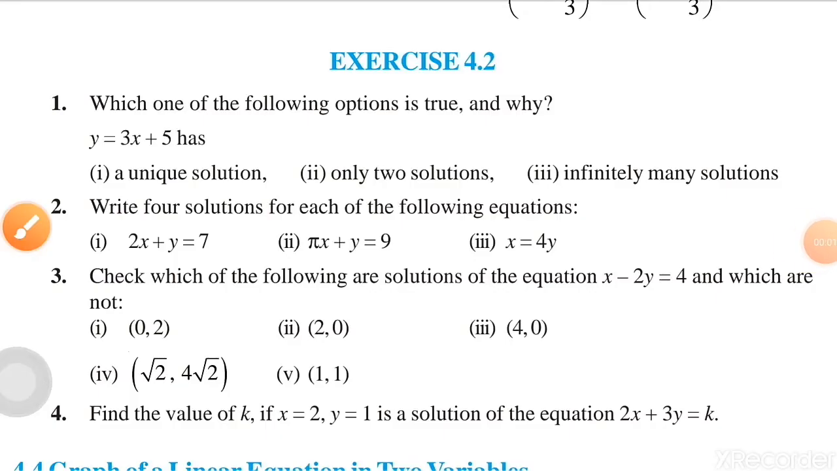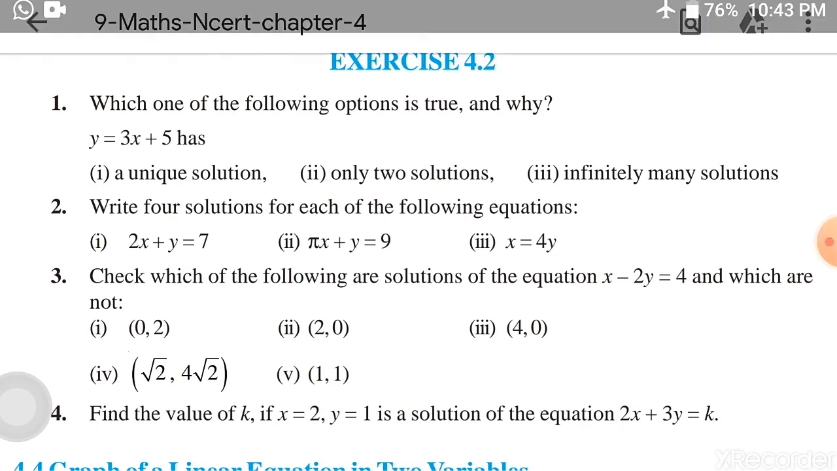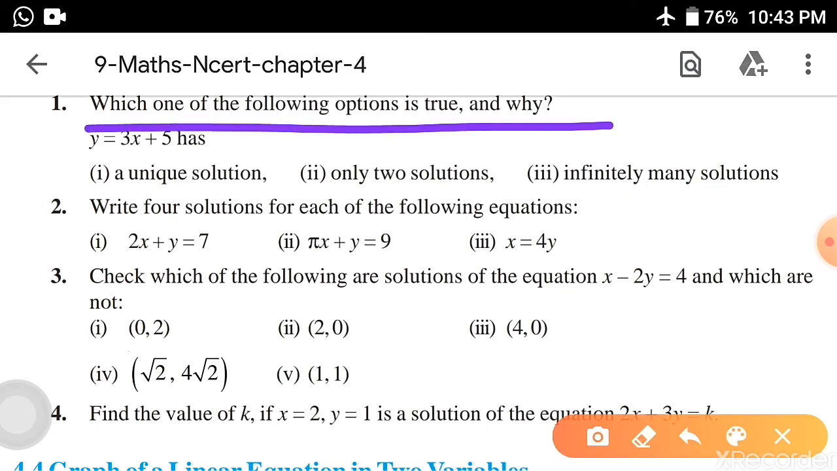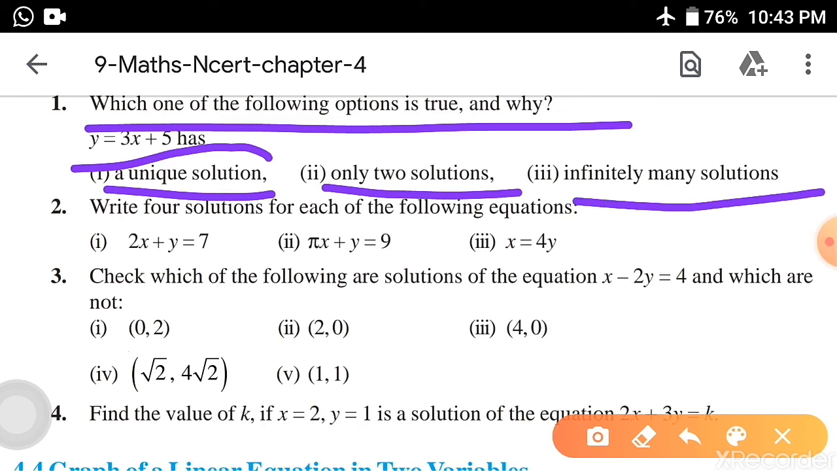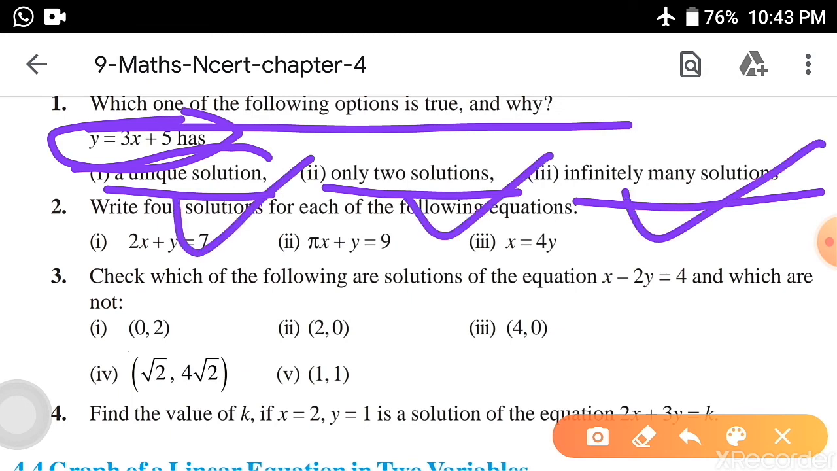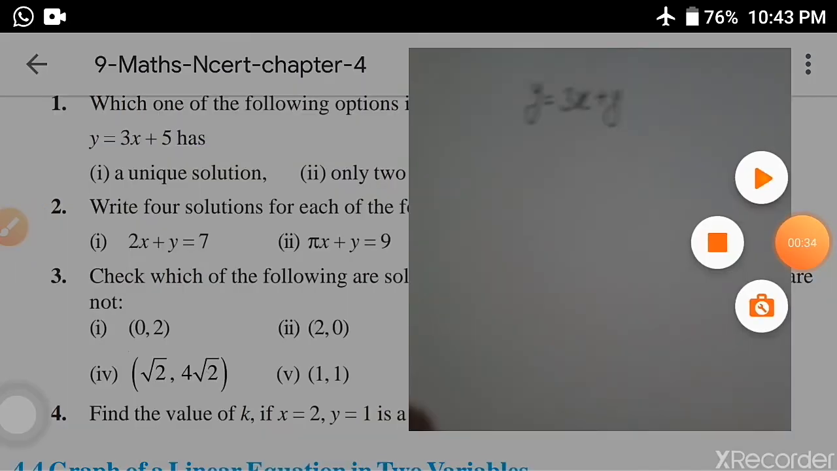Now move to the next exercise, 4.2. I am going to read the first question. Which of the following options is true and why? y is equal to 3x plus 5 has a unique solution, only two solutions, or infinitely many solutions. That means how many solutions does this equation have? That is, how many values of y can you get for different values of x: only one, only two, or infinitely many? I will explain how we will get the answer.